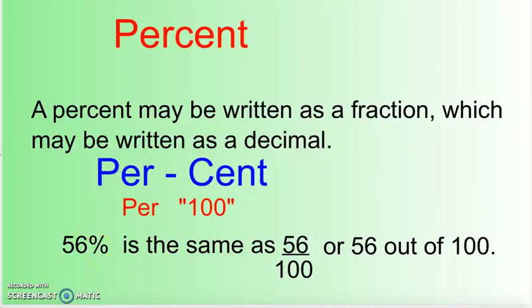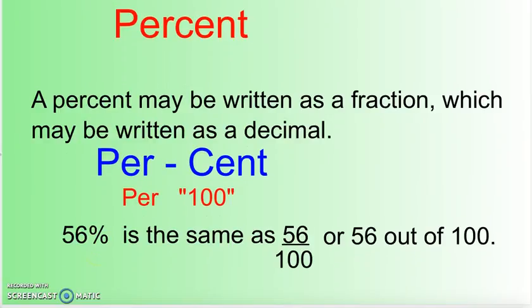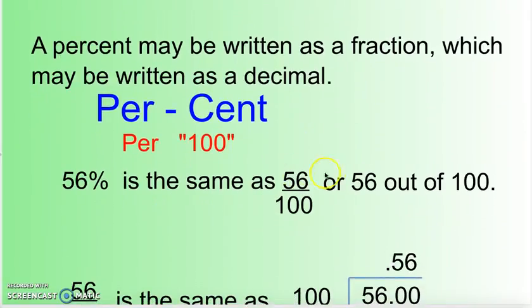And so 56%, let's start with that example. 56% is the same as 56 shaded squares out of 100 squares. Or we can just say 56 out of 100.